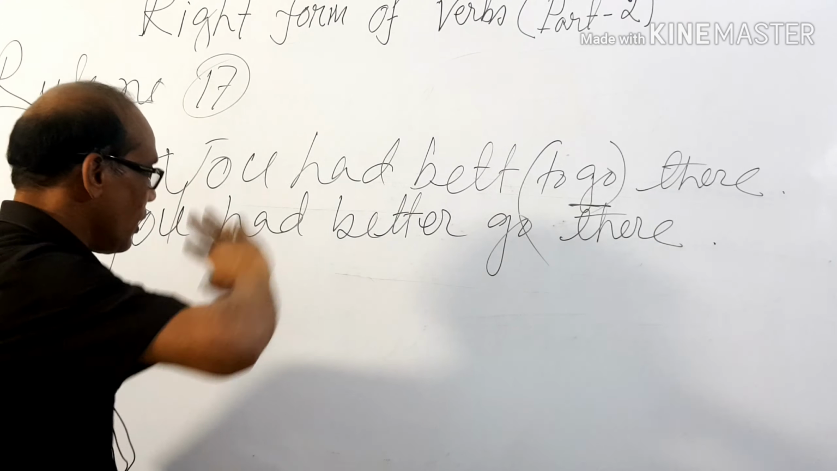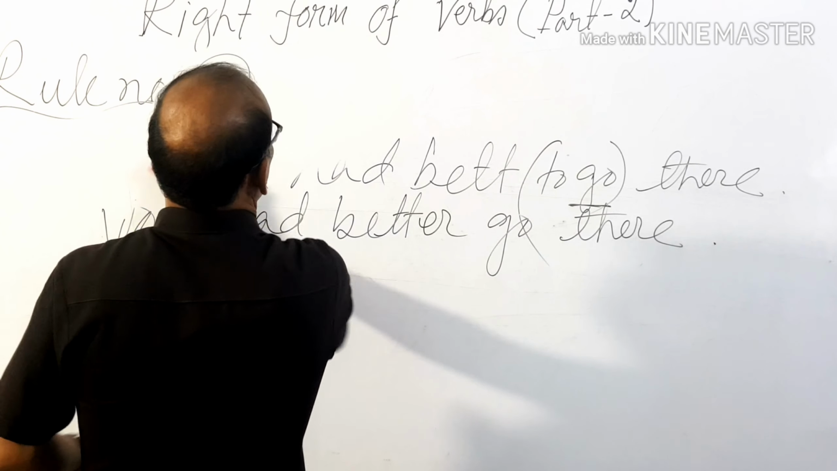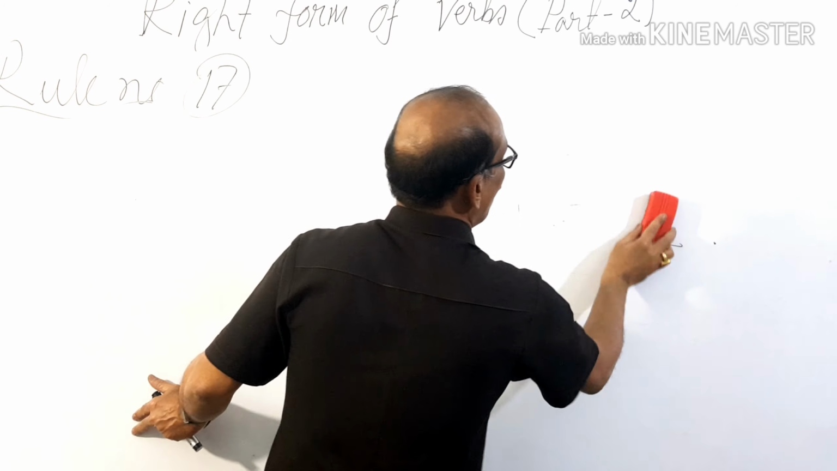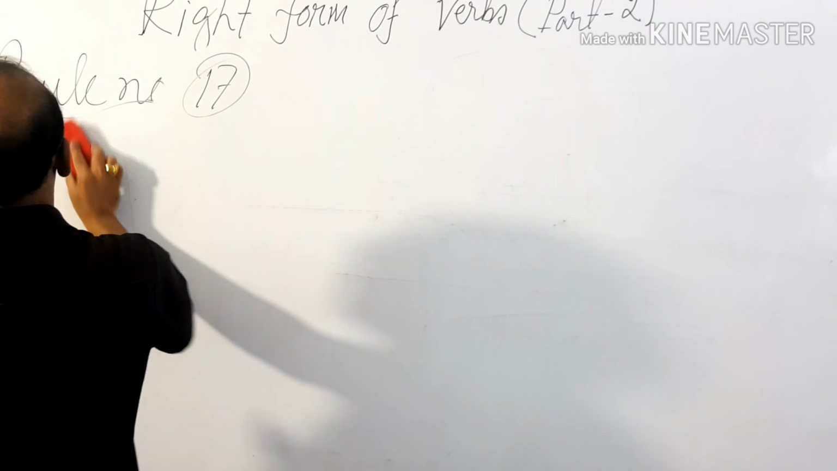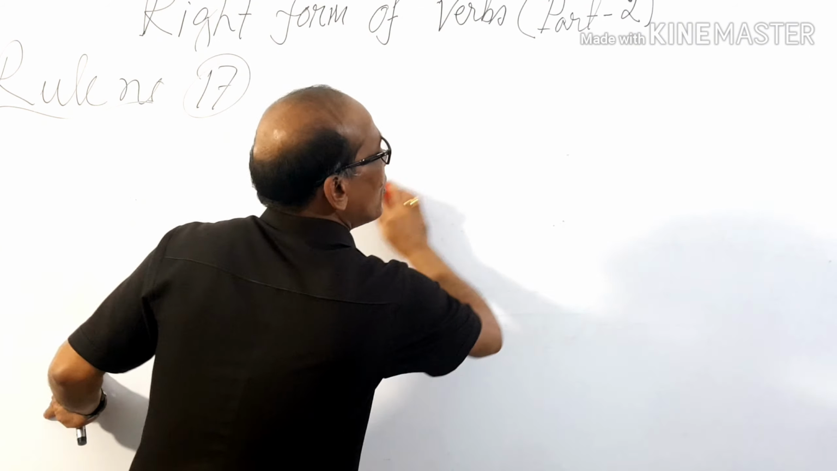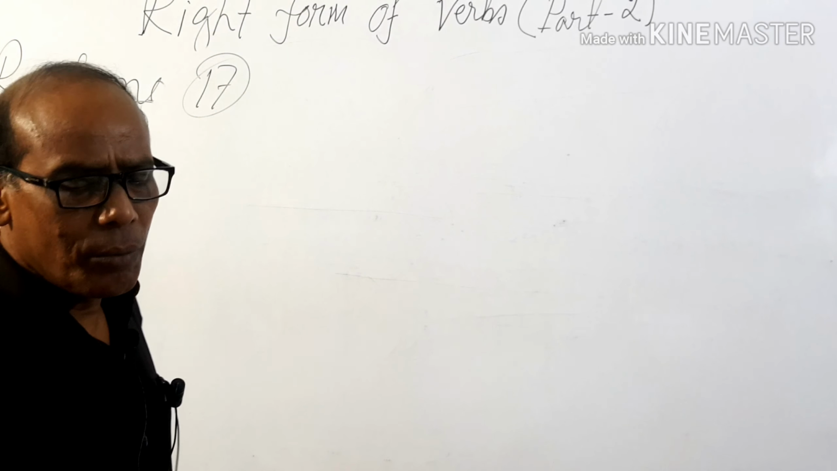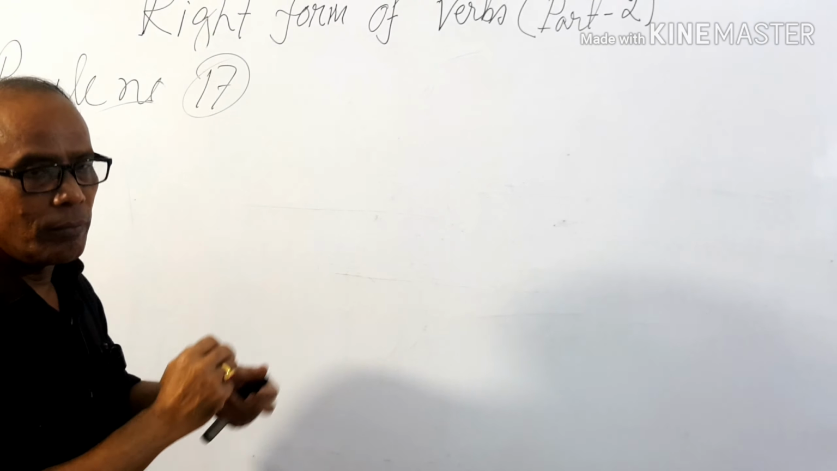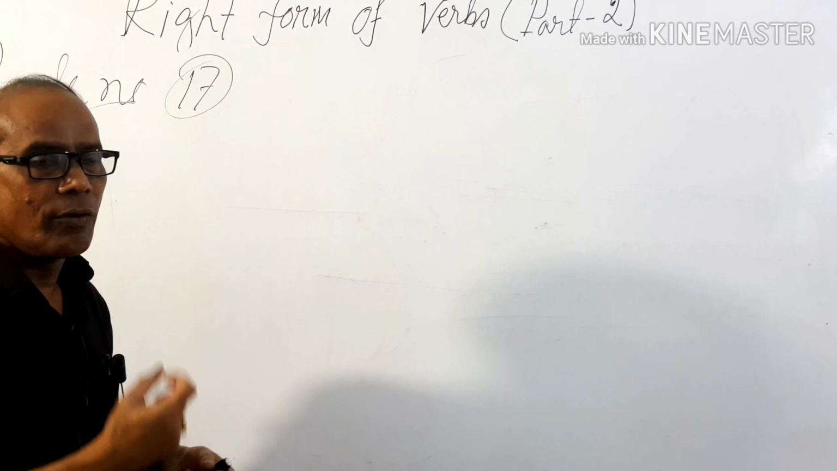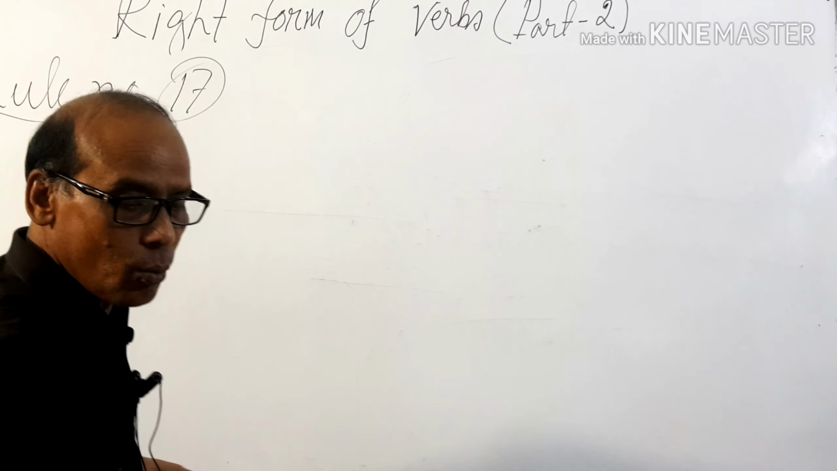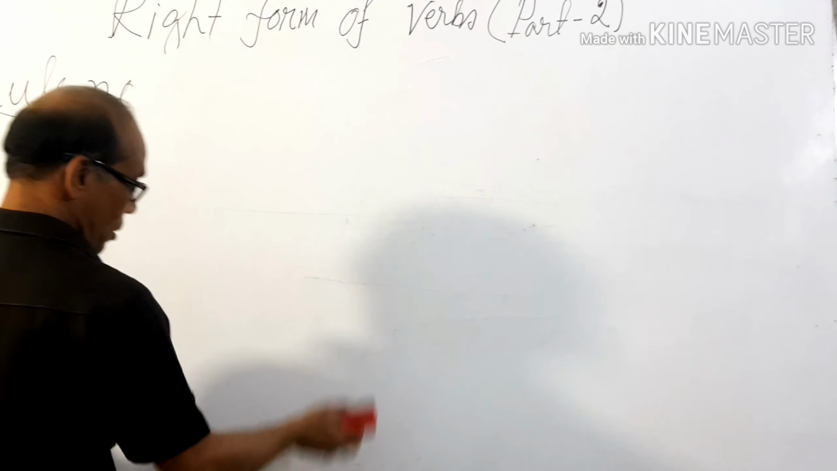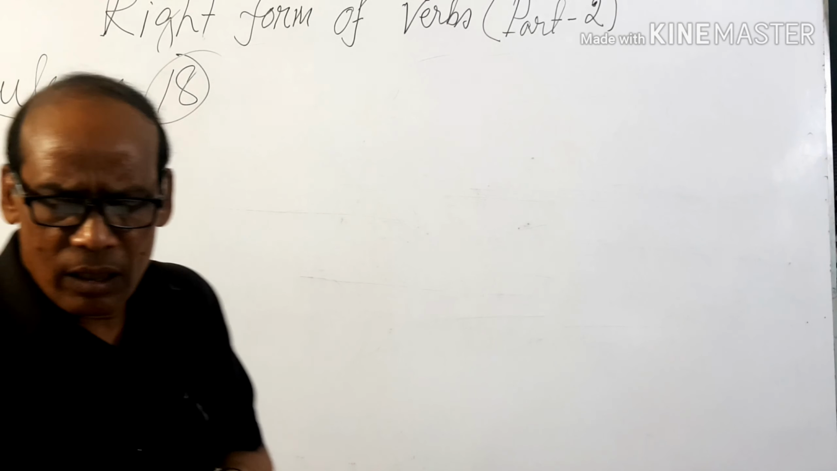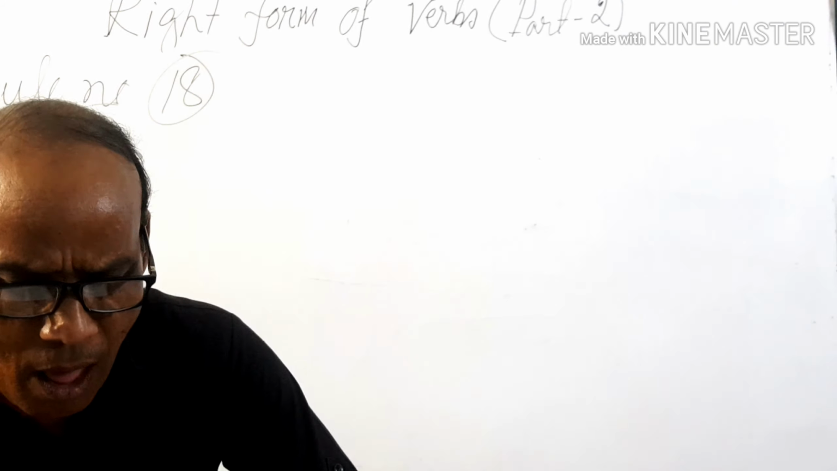In this way, other words will be used. That means had better, had rather, would better, would rather, must, let. In this case, the verb which will be used after them will not take any to or any other form than only base form. And next one, next rule is 18.